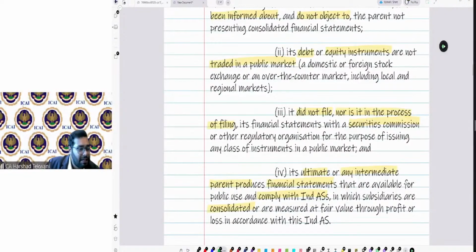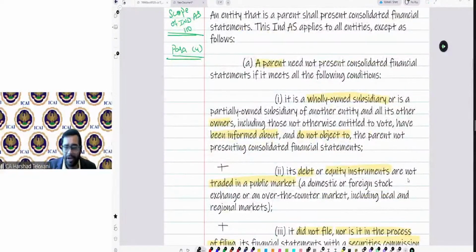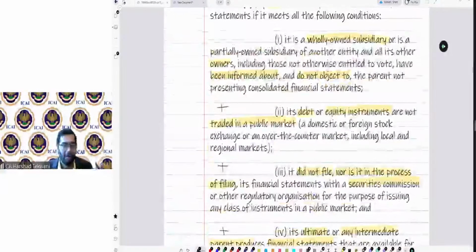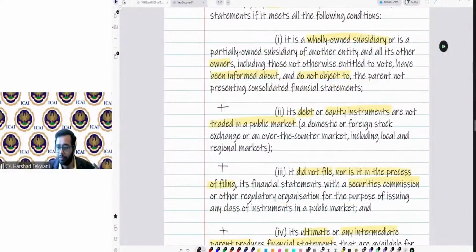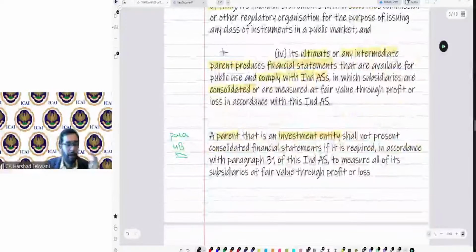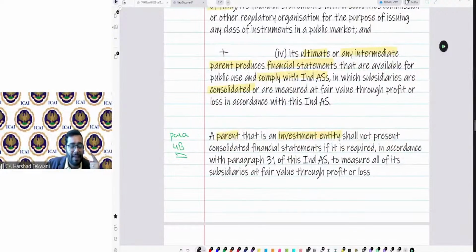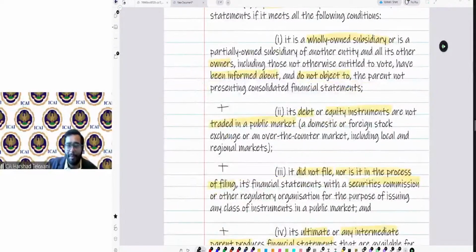And remember that these conditions are in addition to each other. It's not like I follow any one condition and get an exemption. No. Conditions are all together required to be satisfied, either under para 4 or para 4B. Para 4B says that if the parent is an investment entity, it is exempt from preparing consolidation. Para 4 says that if the following conditions are met, it is exempt from preparing consolidated financial statement.